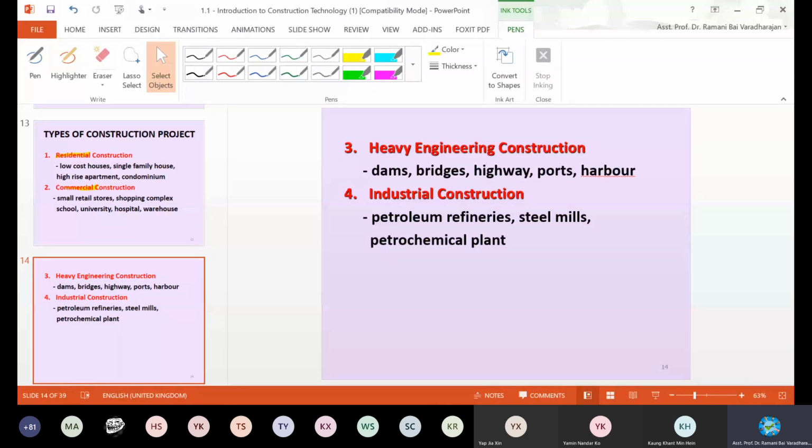Here you can see the construction project 4 types. These things are collected from textbooks and previous lecturers' notes. Okay. But I'm not convinced. Sometimes I may change it, or you can also advise me. Answer me, types of construction project, correct? How many are given? 4 are given. Are you convinced with 4 types of construction projects? Do you think there are many more? You can see here residential, commercial, heavy engineering and industrial.